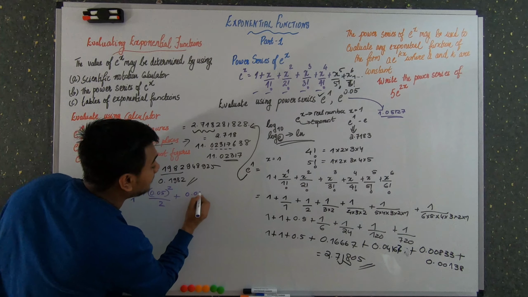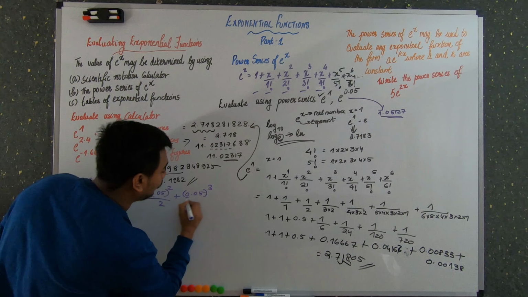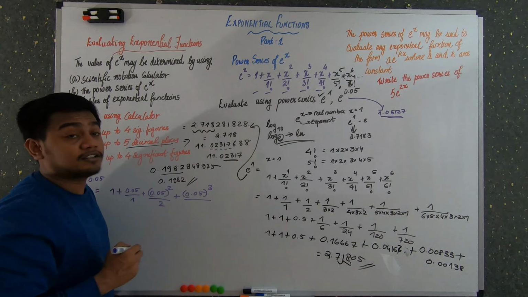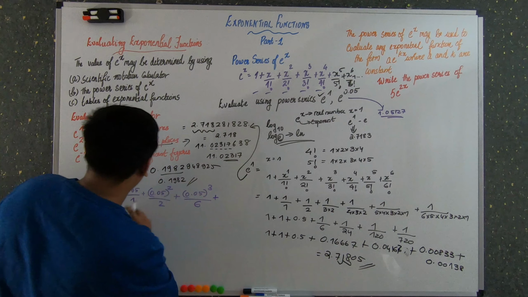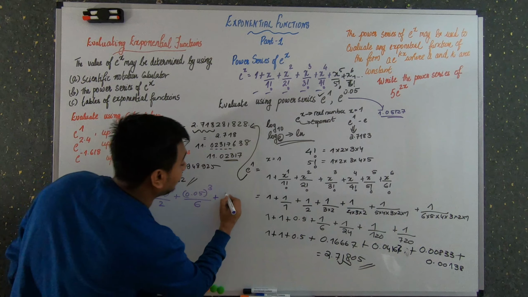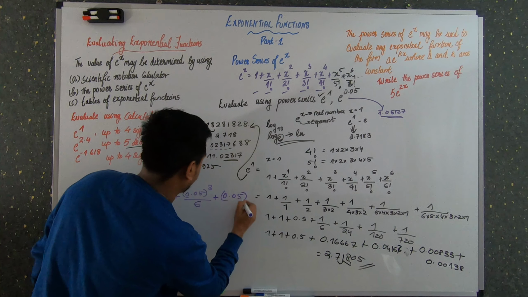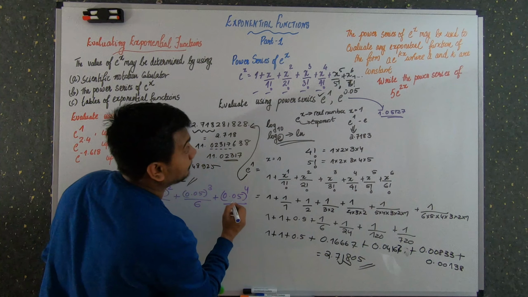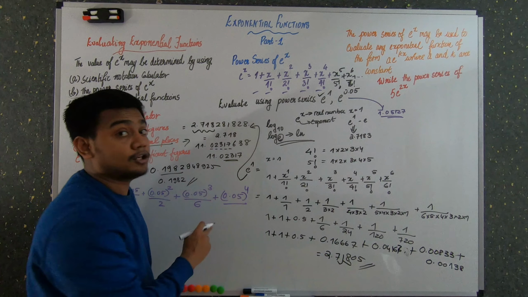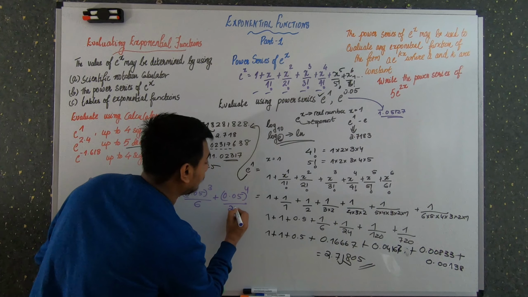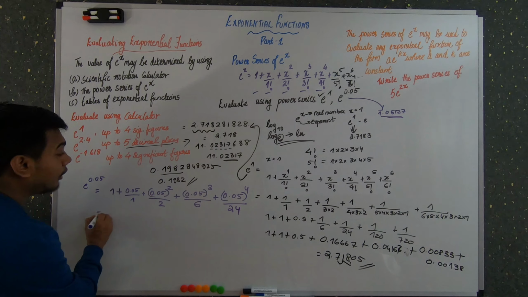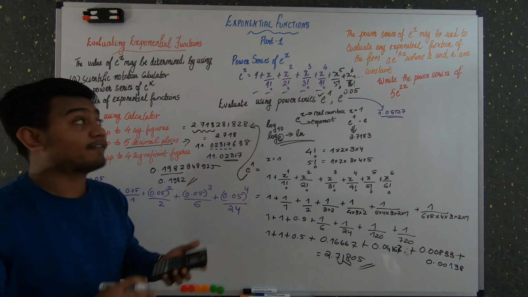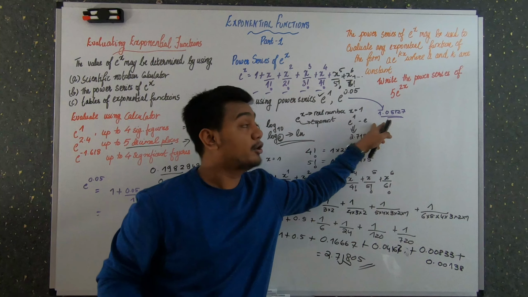Again the next term would be 0.05 the whole cube by 3 into 2, that is 3 factorial, which is 6. And the last and final term I'm going to take is 0.05 whole raised to 4 by 4 into 3 into 2. 4 into 3 is 12, 12 into 2 is 24.